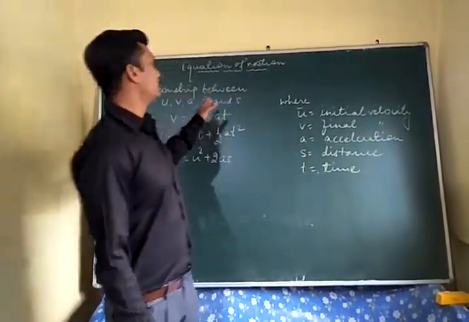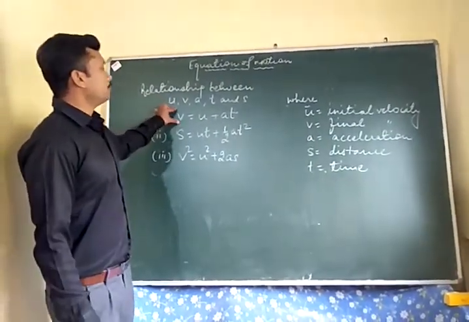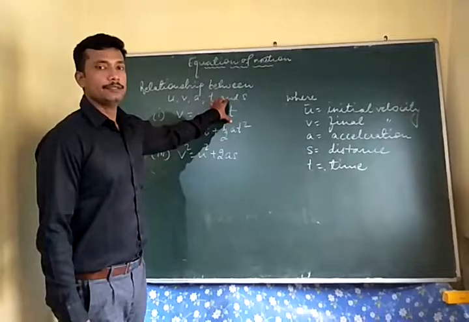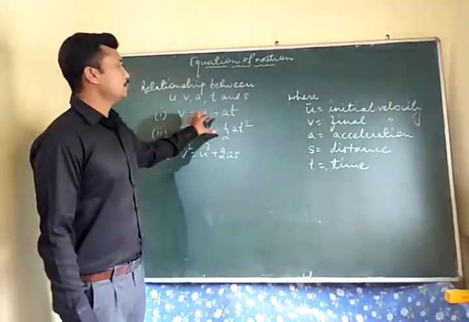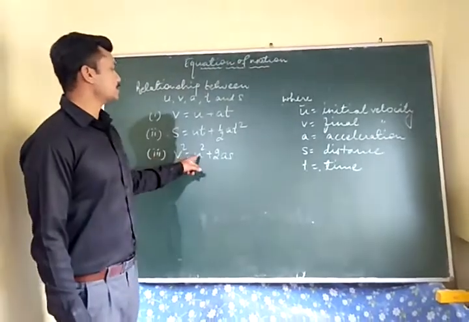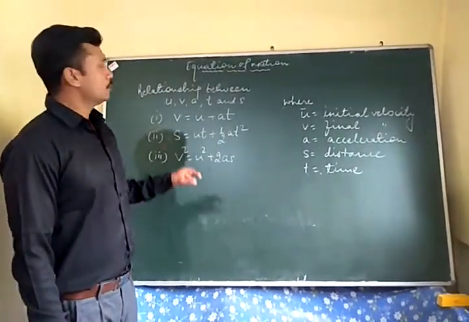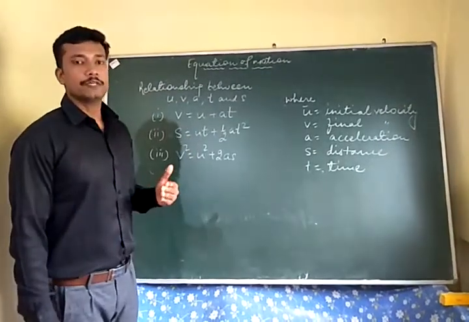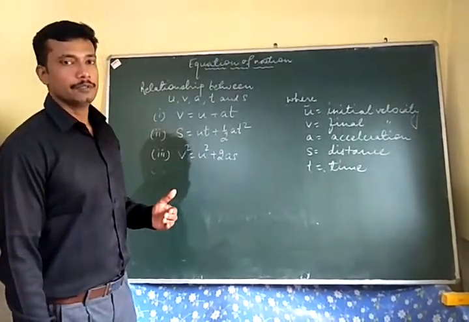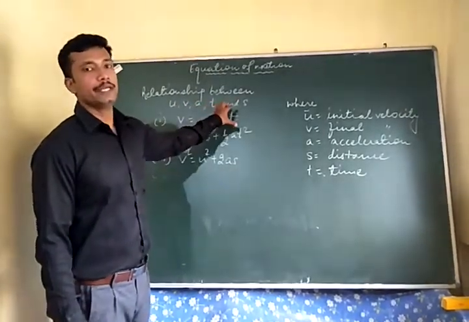So altogether there are three equations of motion. First is v = u + at, then s = ut + ½at², and the third equation is v² = u² + 2as. So we are going to derive all these equations of motion one by one. We are going to start with v = u + at first.